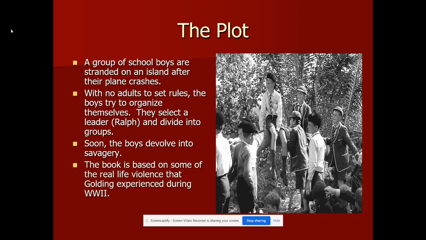The book is, again, based on some of the real life experiences of violence that Golding had during World War II. So keep in mind, this is a book about young children and bullies and followers and all of the problems that those kids have with no adults to set the rules. But it's all there to symbolize the events of World War II.